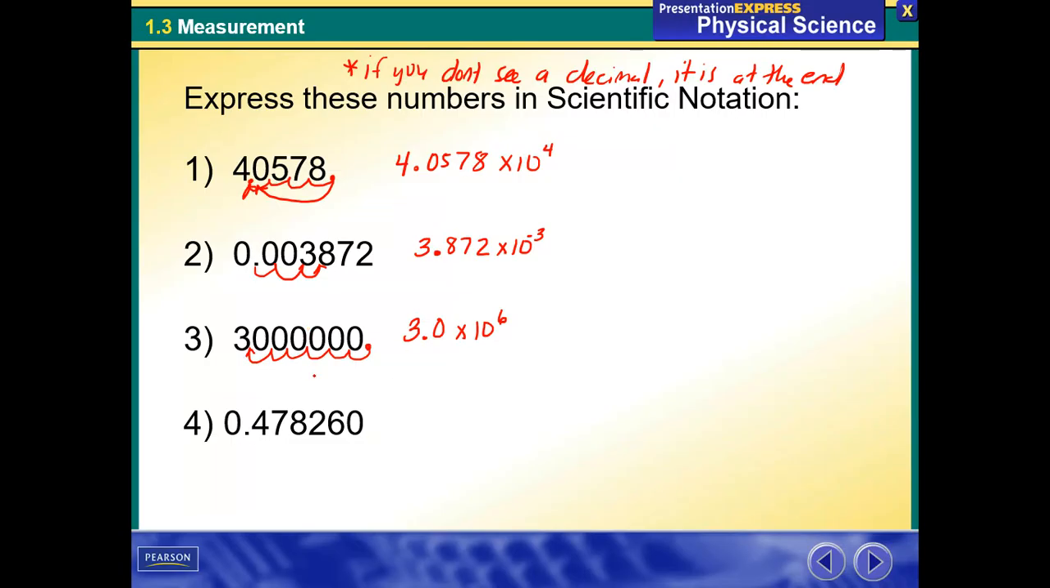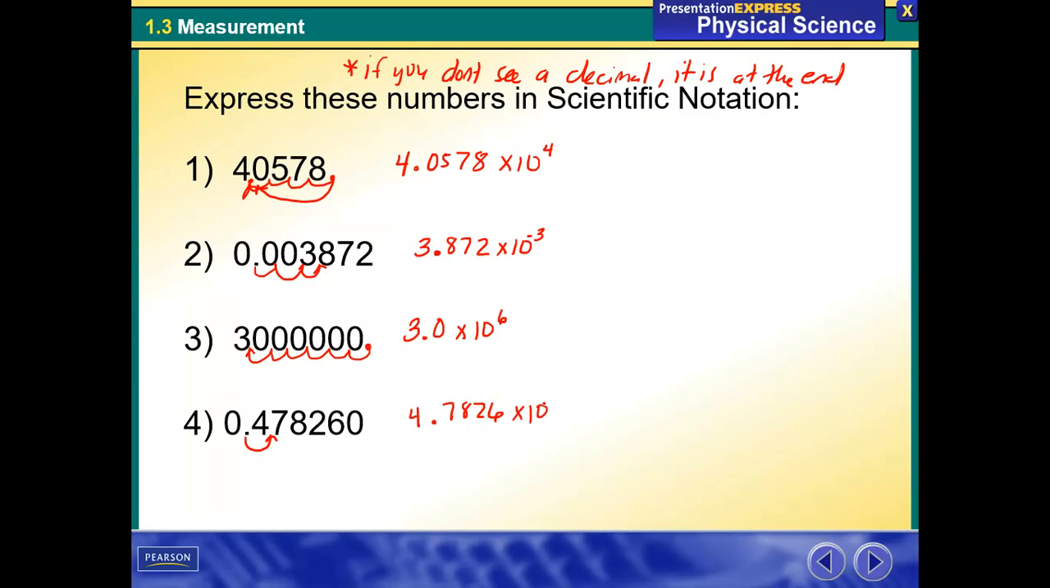Now let's look at our last example. Here I have a 0 to the left, but I want one non-zero digit to the left. So I'm going to move it, and here I'm going to rewrite it as 4.7826. If you want to put that 0, you can, but you don't have to.